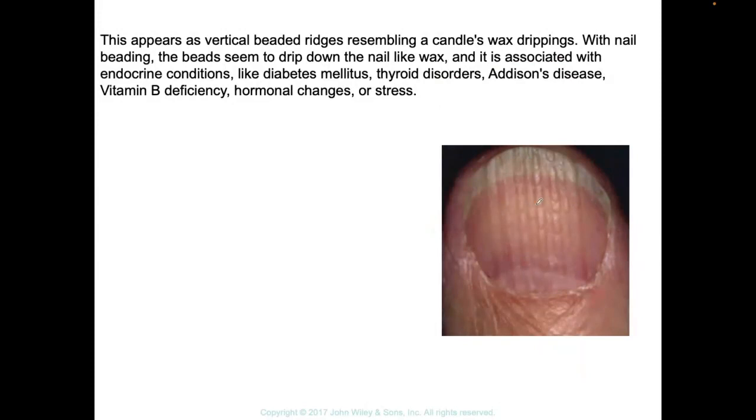You see this candle wax appearance, these ridges that we see here. We typically see this in endocrine conditions, endocrine disorders. So diabetes is an endocrine disorder. Thyroid issues, Addison's, these are endocrine disorders.